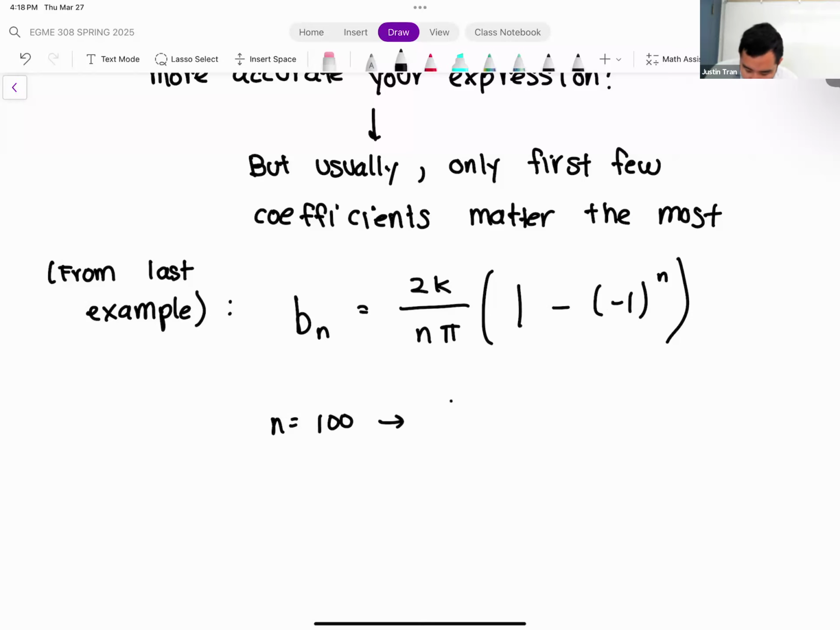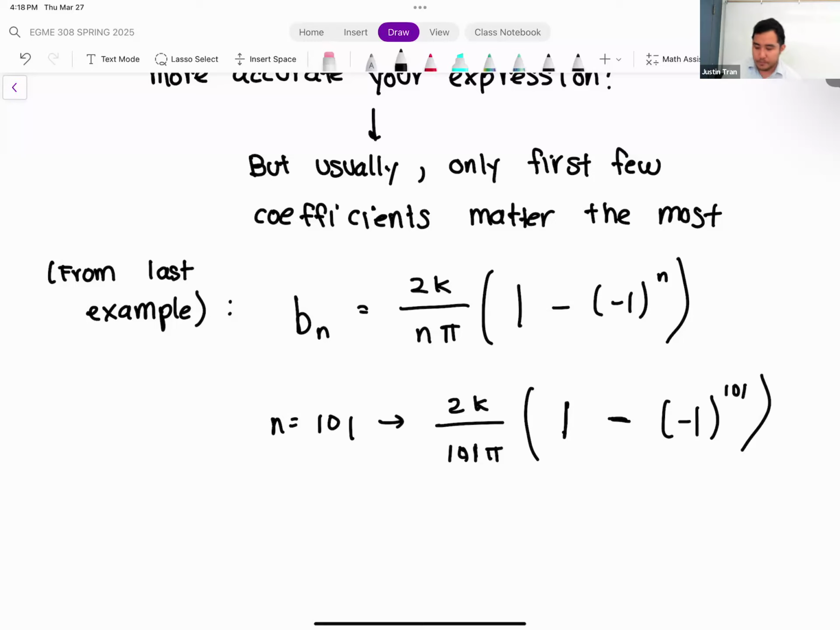So that value is going to be 2k over 100 pi times, well, 100 was a bad example because it's going to be 0 anyway, but let's do 101 just so we don't get 0. So it's going to be 101 in the denominator, times 1 minus 1 raised to the 101 power.